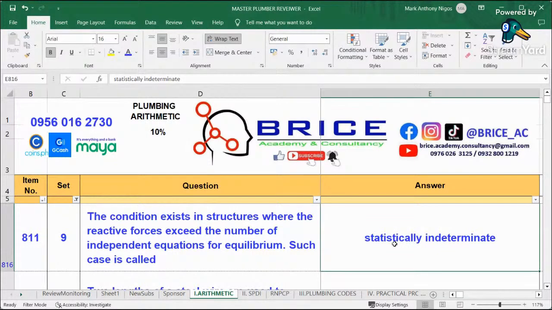Let's check na. Check muna natin. The condition in structures where the reactive forces exceed the number of independent equations for equilibrium. Such case is called what? So, yan. Step 9 tayo. Tingnan muna natin. Sorry ah. So, delay. Alam ko, statically indeterminate. Kasi theory of structure siya.